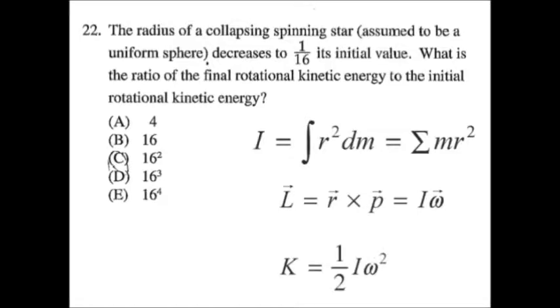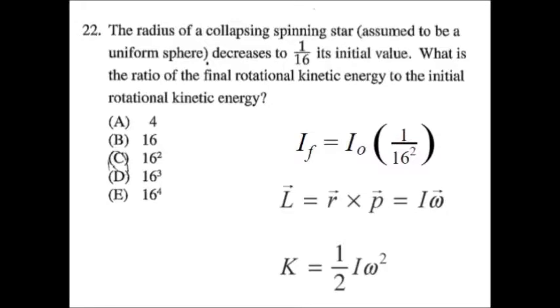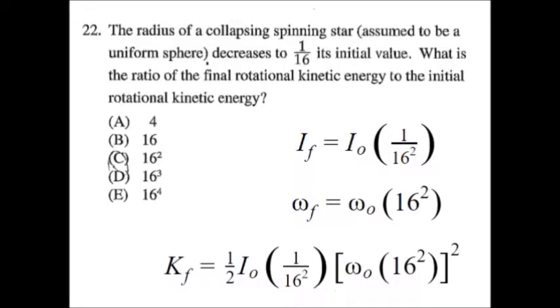So let's work through this. The new moment of inertia is smaller by 16 squared. That means that omega is bigger by a factor of 16 squared, and both play a role in rotational kinetic energy. I makes you smaller, omega makes you bigger, but it's omega squared which makes you bigger more than you get smaller. See?